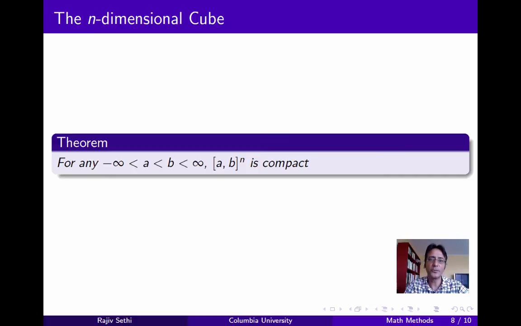Now the main result we want to prove is the following. The n-dimensional cube is a compact subset of Rn. And we're going to prove this by first considering n equal to 1, and we'll consider the interval [0, 1]. So a equals 0, b equals 1. And then we'll argue that the basic idea of the proof generalizes to arbitrary n.